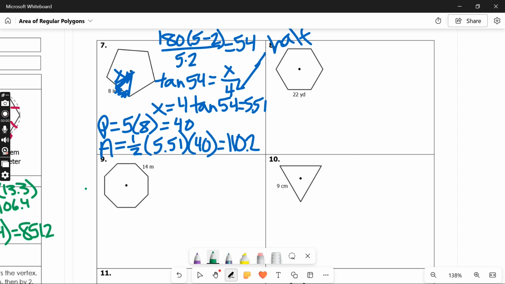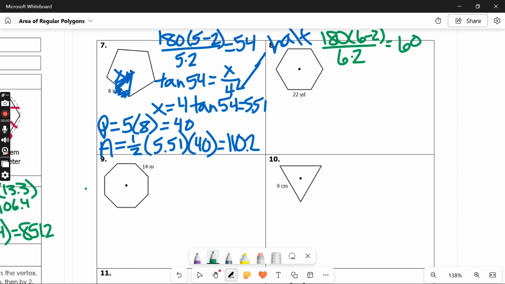Okay, so we'll do the same thing over here. We're going to do 180 times, this one has 6 sides, so 6 minus 2 over 6 times 2, which is 60.